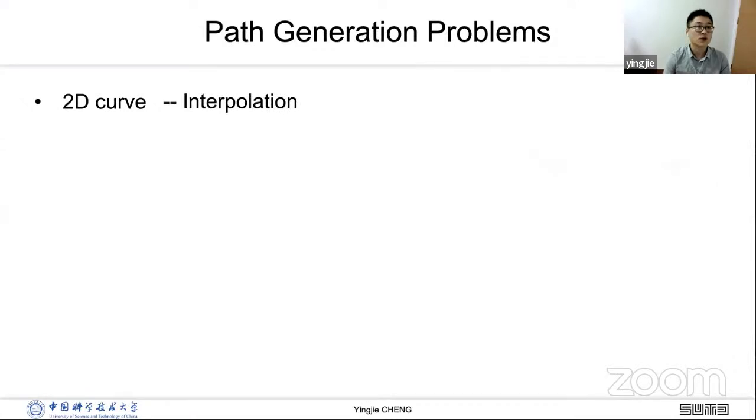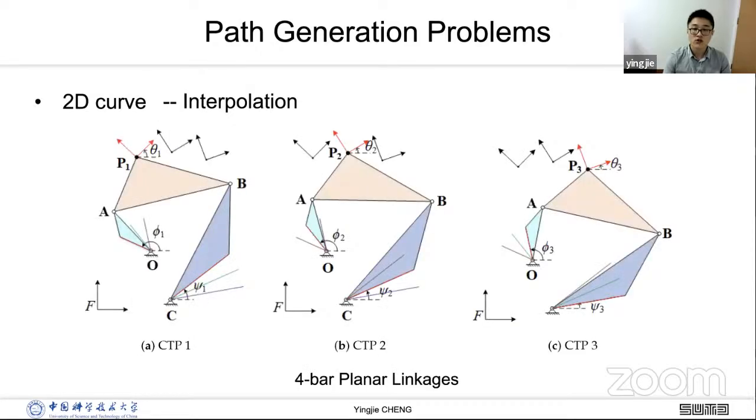In addition, researchers can design a mechanism to interpolate some planar points. Here, the end effector of this 4-bar linkage goes through 3 points, points 1 to 3. However, if there are more target points or a continuous path, this mechanism cannot pass through all of them. So it cannot exactly follow a continuous path.